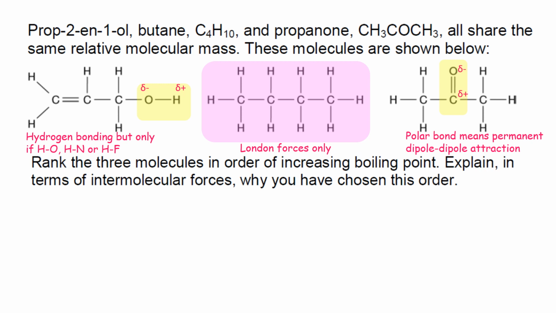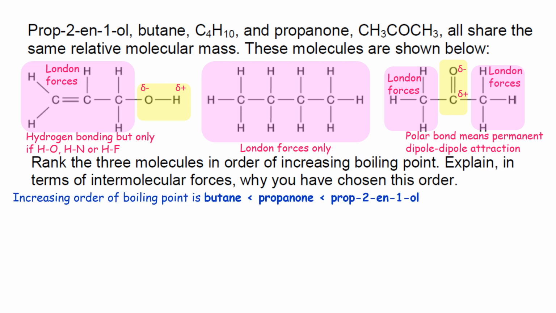So it's not a hydrogen bond because it's a carbon bonded to an oxygen, not a hydrogen bonded to an oxygen. And furthermore, you're going to have London forces taking place in the pink shaded parts of the two molecules on either side. So you're going to have London forces in the background for all of them, but only London forces in butane. So let's try and pull all this together and rank them in order of increasing boiling point. So the order is butane is the lowest boiling point, then propanone, then prop-2-n-1-ol.